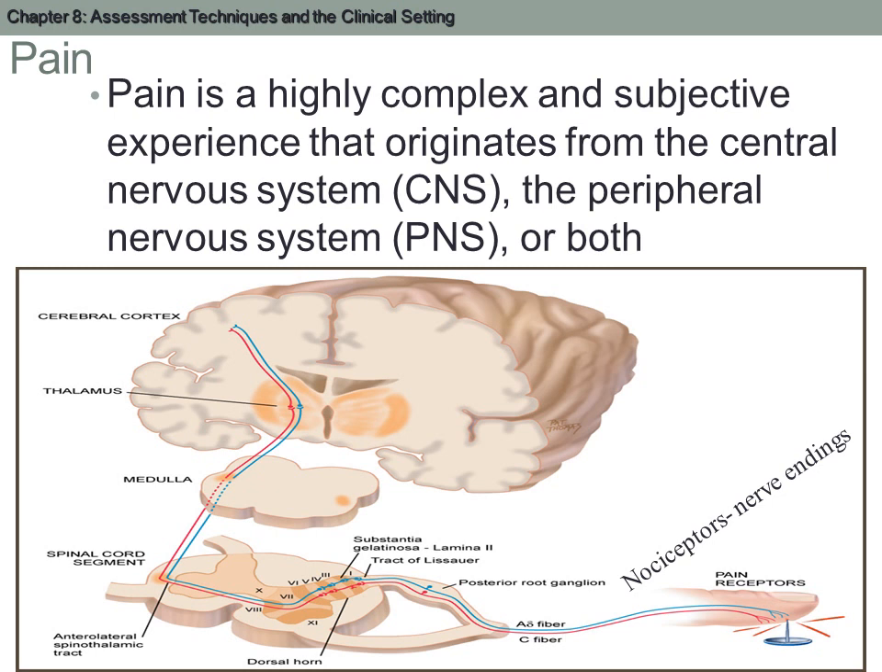And so the stimulus ends up going to the spinal cord, and from the spinal cord itself, the stimulus is going to continue and go up. It's going to make some synapses or connections, and then it's going to go up to the thalamus and then eventually to the cerebral cortex. And this is where we perceive that we're actually having pain.